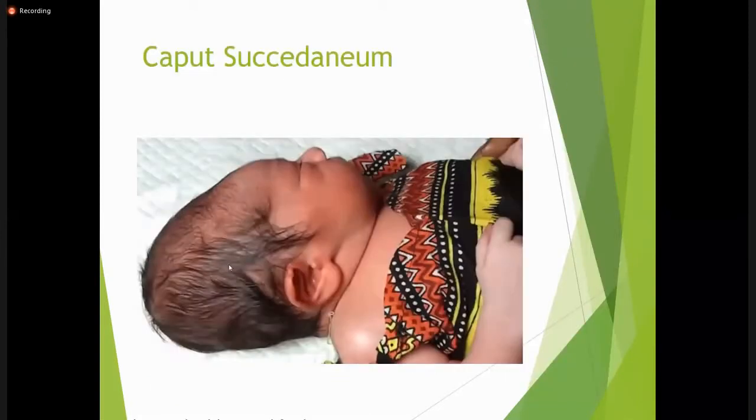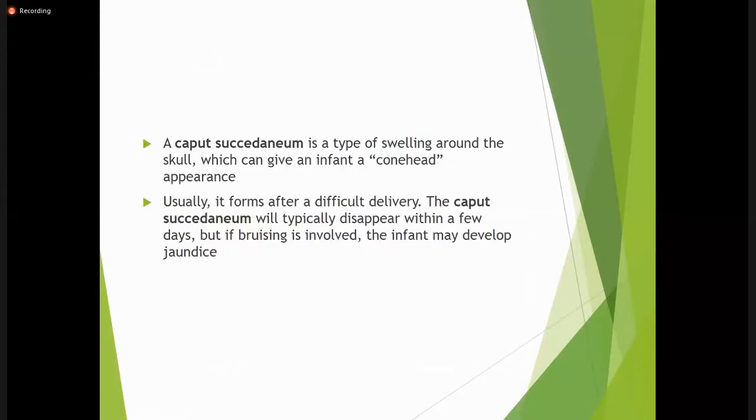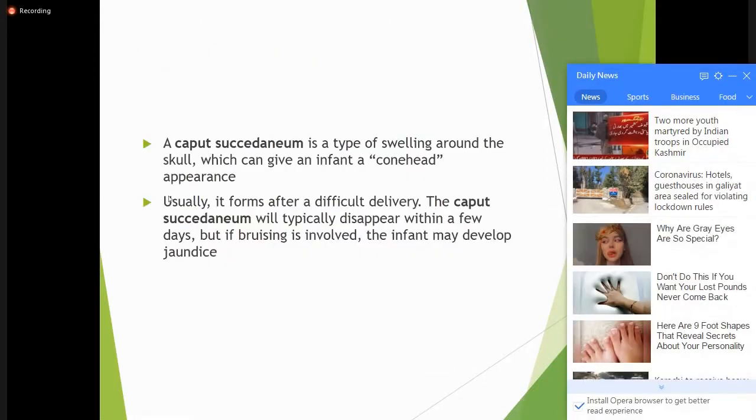Now, this is the caput succedaneum, and the caput is basically a swelling, basically a collection of the blood at the presenting part of the head, and it actually happens around the skull, which gives an infantile head appearance, and it usually forms after a difficult delivery.